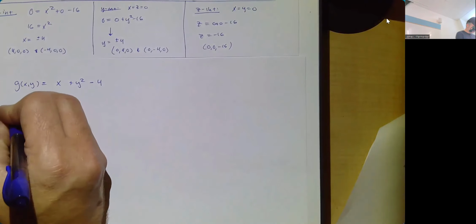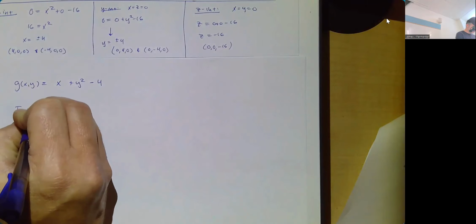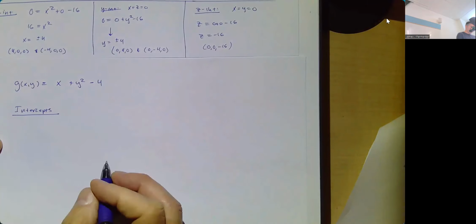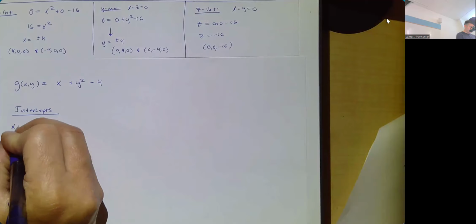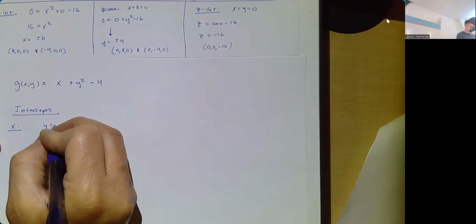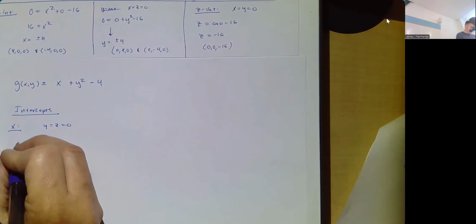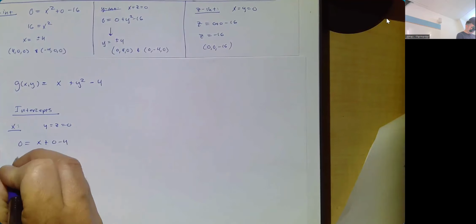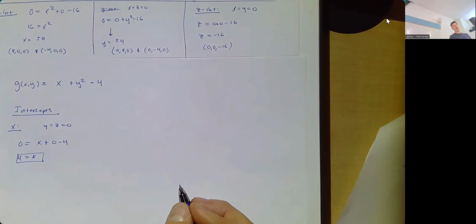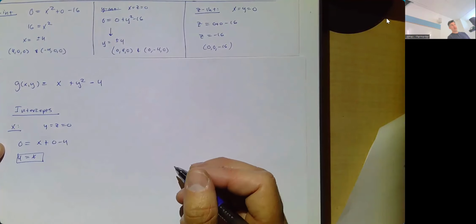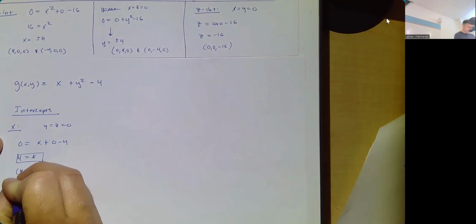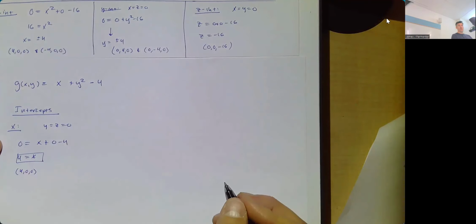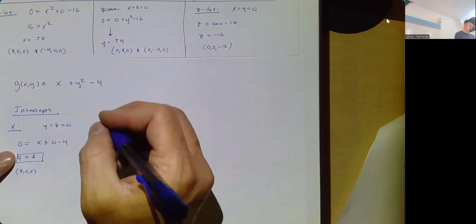Cool. So let's find the intercepts. Let's start off with the x-intercept. We're going to set y equal to z equal to 0. We're going to get 0 equals x plus 0 minus 4, so x equals 4. I think it's sufficient to say x equals 4, because you know that y and z are 0.